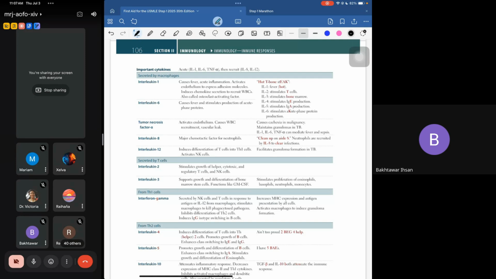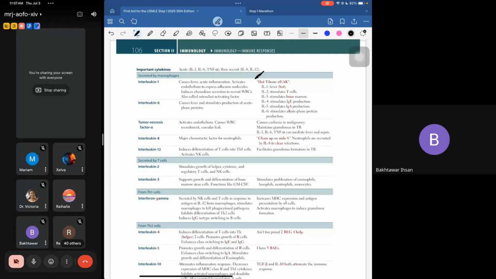So there is the mnemonic. Please keep this mnemonic in mind. Interleukin 1 causes fever. Hot tea bone steak. What does interleukin 2 do? Interleukin 2 causes growth of T cells. Is that clear?